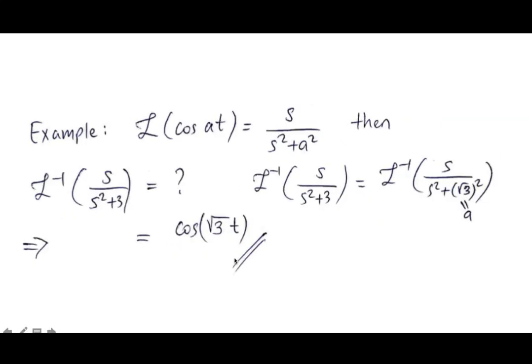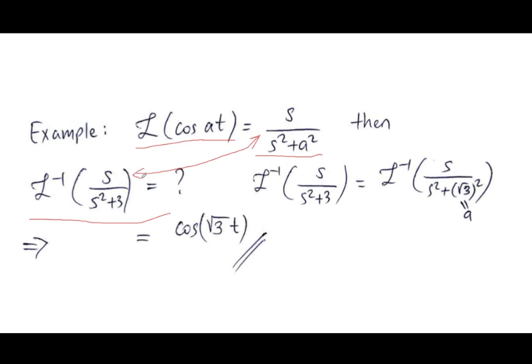Another example. Remember for the cosine function, we know from Laplace transform methodology that the cosine at equals s over s squared plus a squared. Now the question is, what about the inverse Laplace transform for this expression, s over s squared plus 3? These two look quite similar to each other, right?